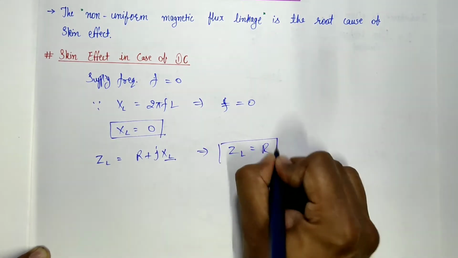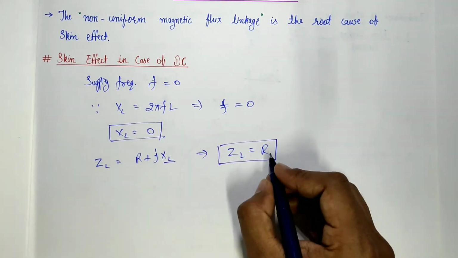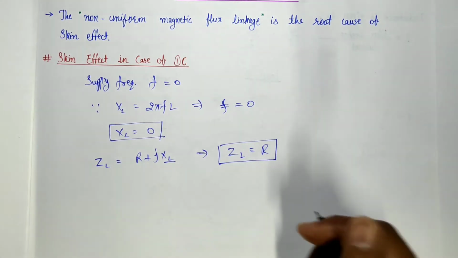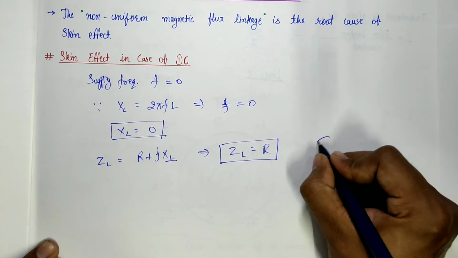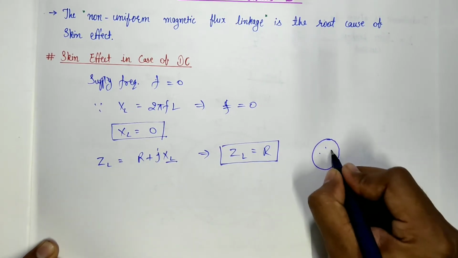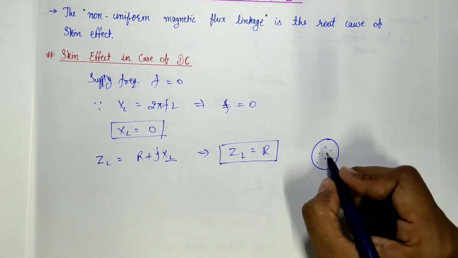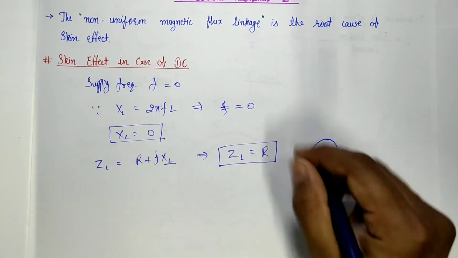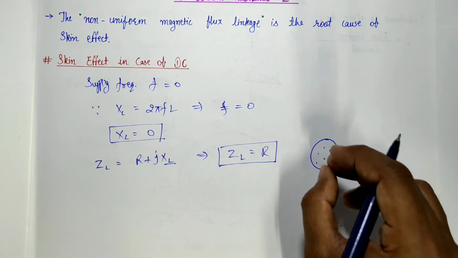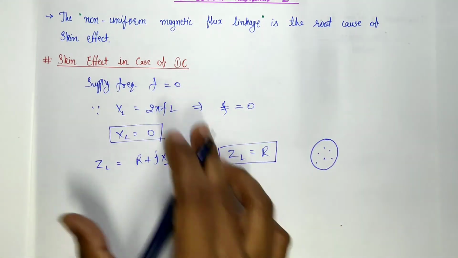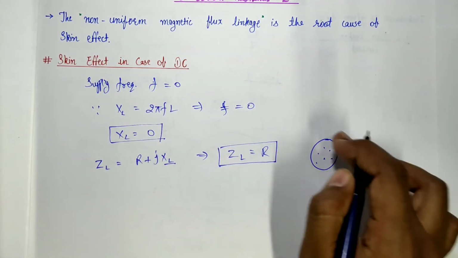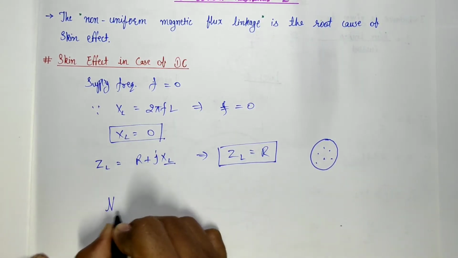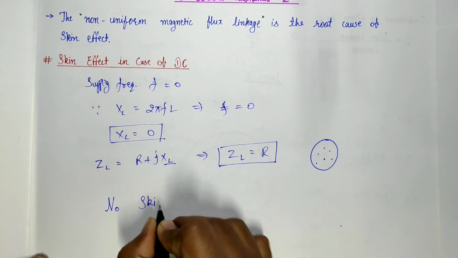This impedance will only depend on the resistance of the conductor, and as you know that resistance is a uniformly distributed parameter, it means that at each and every point of the cross section the resistance will be the same. Therefore the current passing through the entire cross section of the conductor will be the same. It means that current in case of DC will be uniformly distributed over the cross section of the conductor, and that's why in case of DC there is no skin effect.